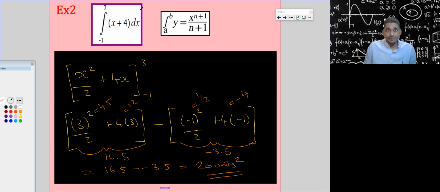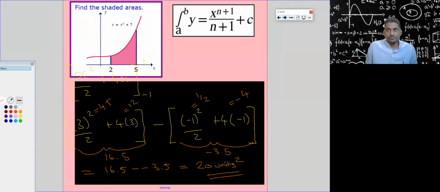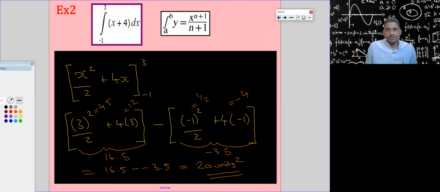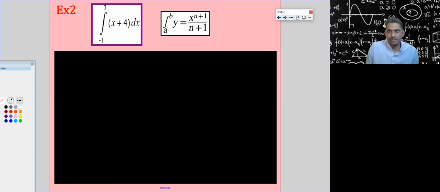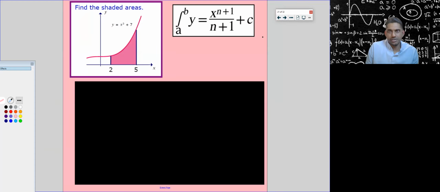Hopefully you all got that. If not, then obviously rewind the video and go through it. Now, to extend our knowledge a little bit with this question, find the area of the shaded region. So hopefully you realise that you need to integrate the function x cubed plus 7 with respect to x between the limits of 5 and 2.